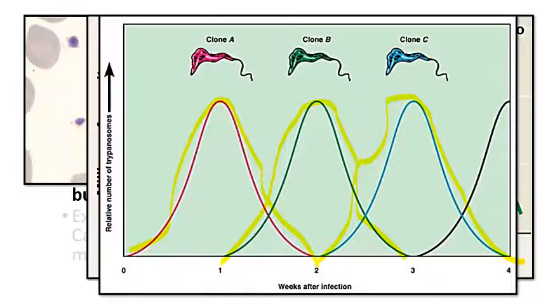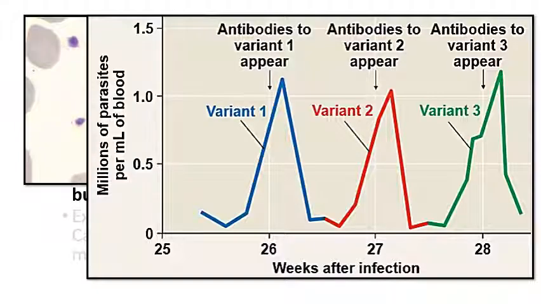So one of the characteristics of a trypanosoma infection is that you have a recurring fever. Every 2 weeks you have a bad fever, and then it kind of goes away a little bit. The fever will disturb your sleep, and hence the name sleeping sickness. Okay, so that's because we have a different clone or different clones of trypanosomes appearing every 2 weeks.